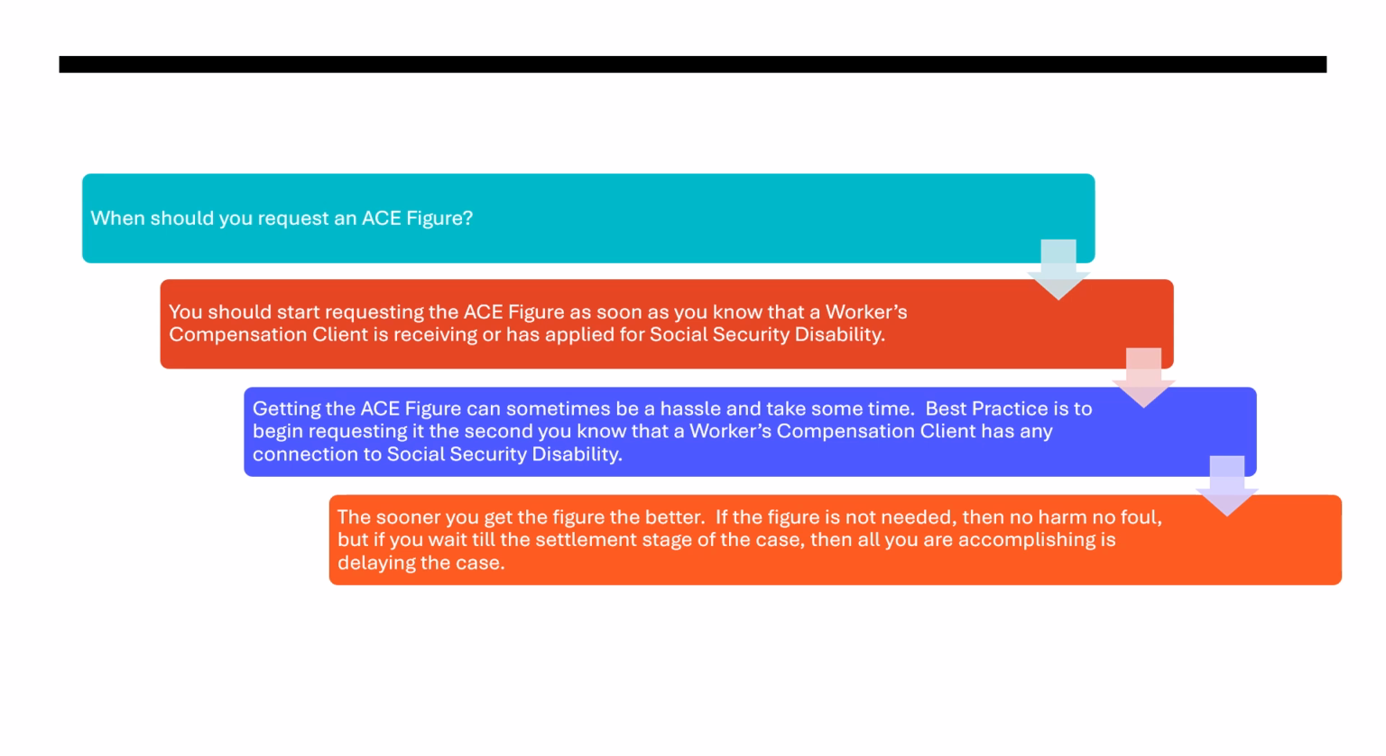So when should you request these ACE figures? You should start requesting them as soon as you know that a workers' compensation client is receiving or has even applied for Social Security disability. Getting these figures can sometimes be a hassle and take some time, so it is best practice to begin requesting it the second you know that this client has a connection to Social Security disability. So again, this is if they're receiving it or have applied for it.